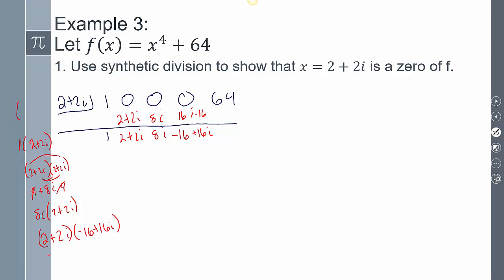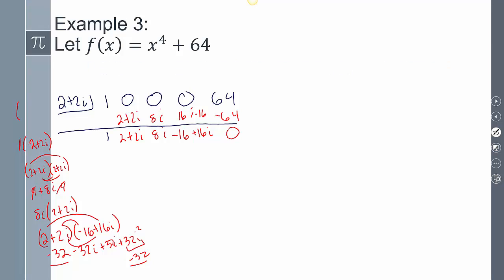So foiling that, you get negative 32. And then that gives you negative 32i. That one gives you positive 32i. And then the last gives you plus 32i squared, but that's going to become negative 32. So negative 32 and negative 32 give you negative 64, and so therefore it is a zero of it. So step 1, check. Now step 2, it says find the remaining complex zeros of f.